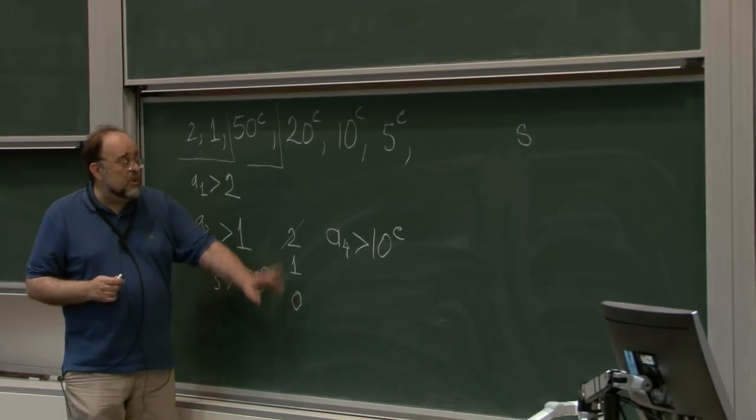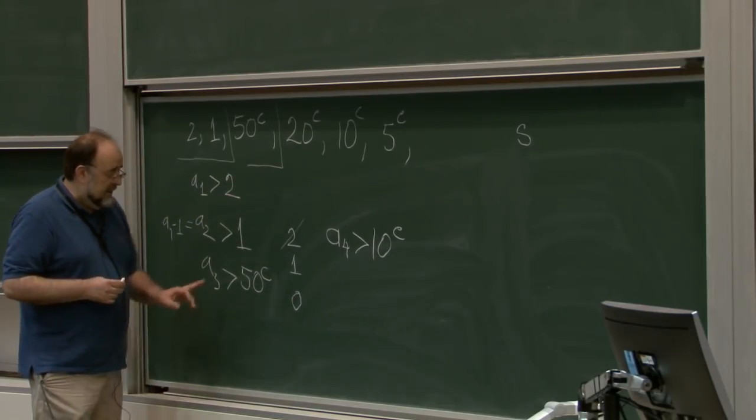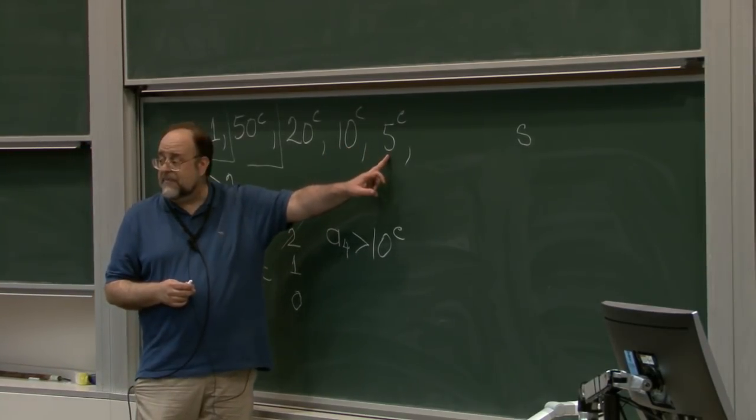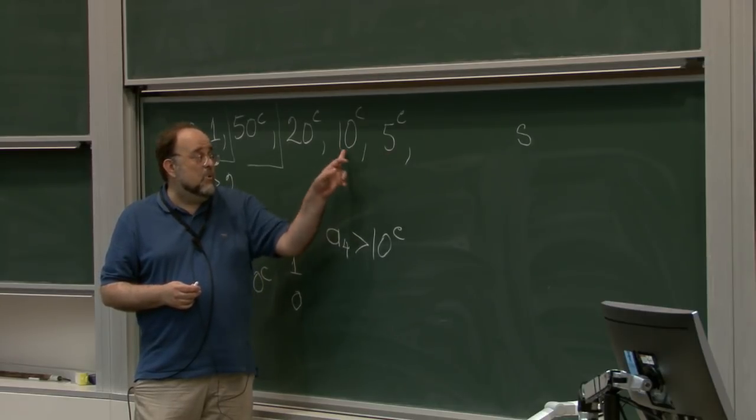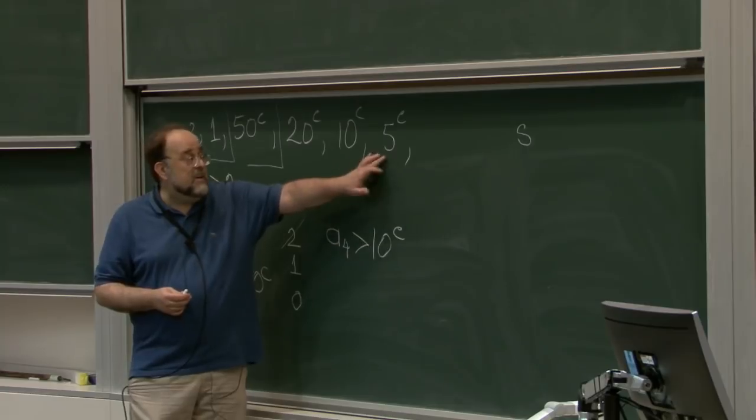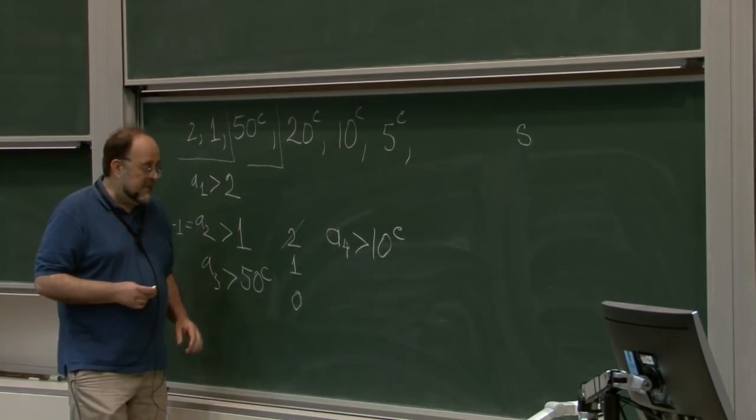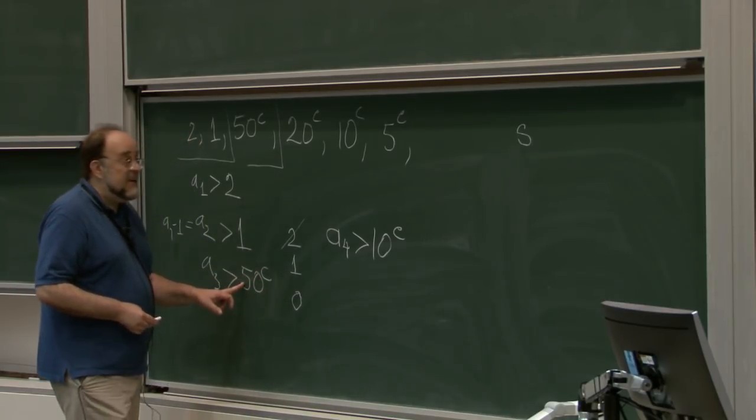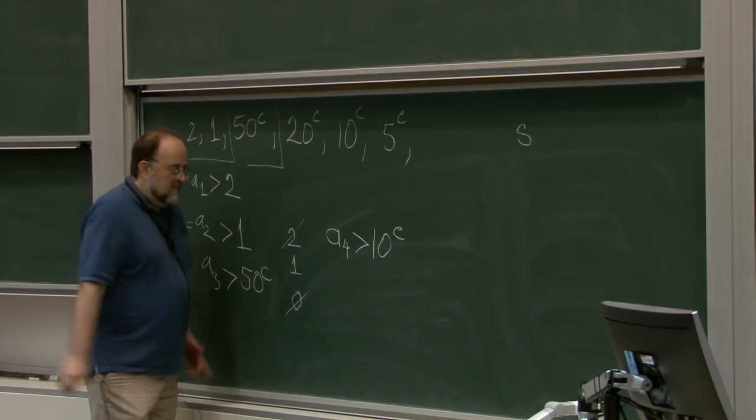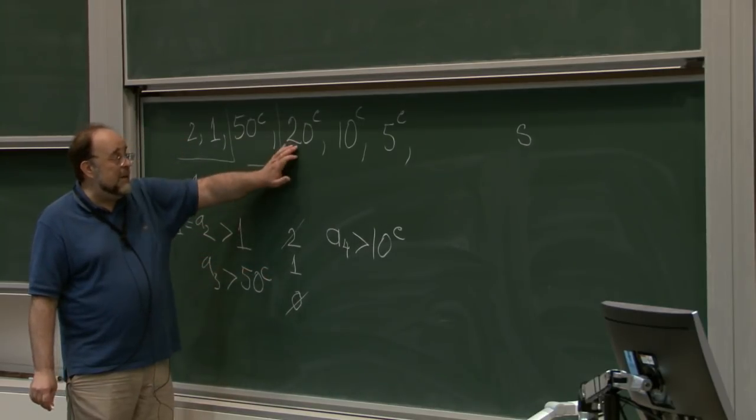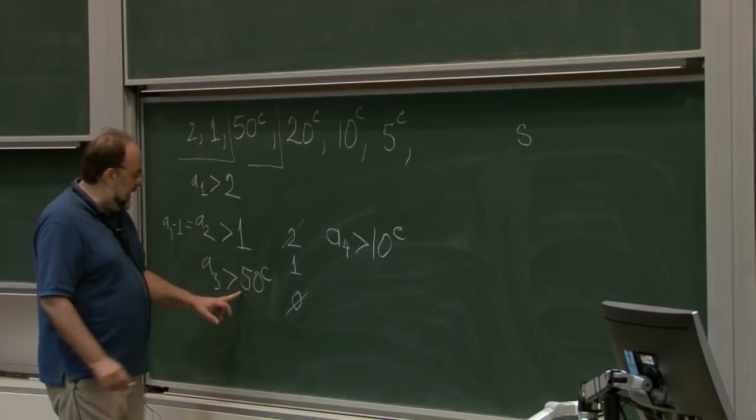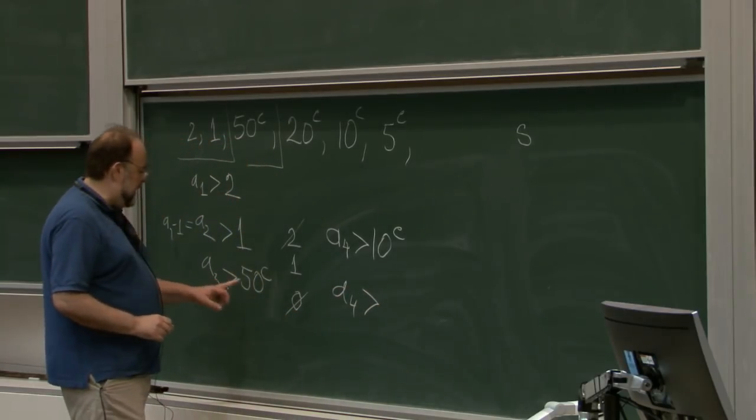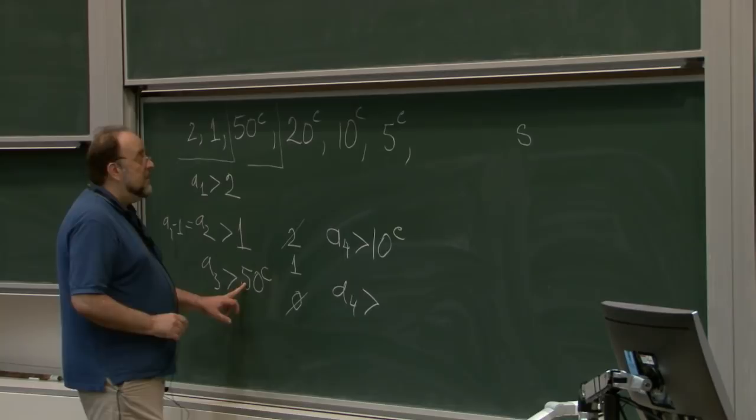How about zero? If I don't use any 20 cent coins, then I have 50 cents to be given with 10 and 5 cent coins. Each of them can be used only once, because any two of them can be replaced with the double denomination. So clearly, in this case, 50 cents cannot be given. So what happens if I use one 20 cent coin? Well, then I will end up with A4, which is bigger than 30 cents.